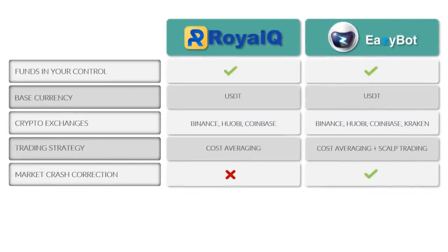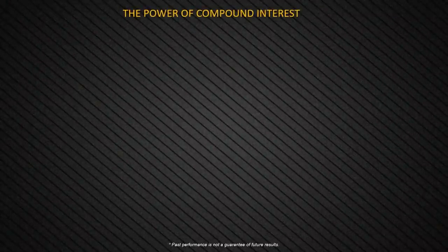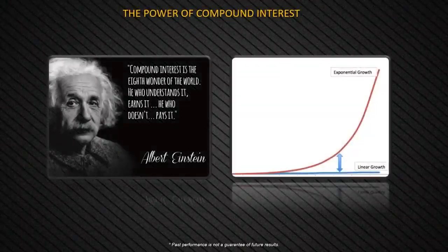The next feature, which is another really significant one, and that is auto-compounding. It's currently not available with Royal Q. It is, however, a feature with EazyBot. And it's so significant that we're going to hop to one side here for a second, and I'm going to help you understand the power of compounding.